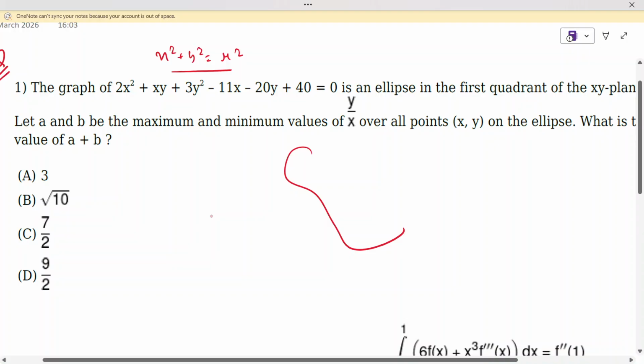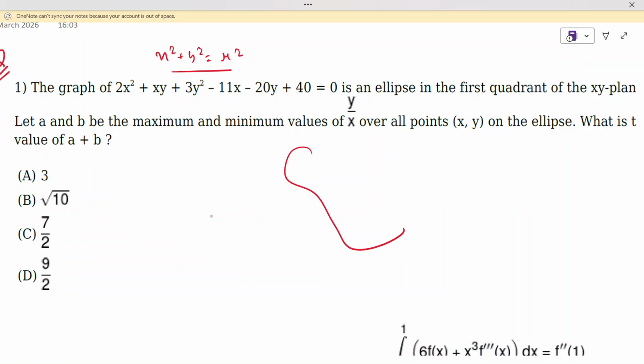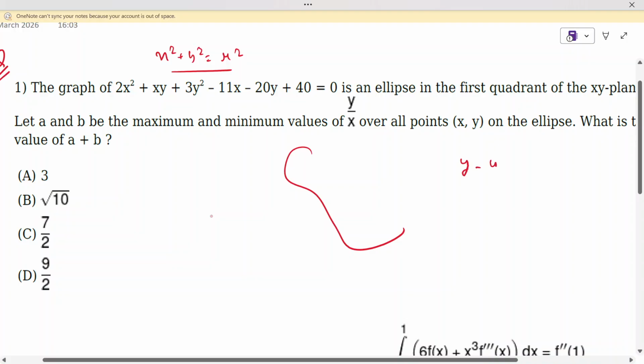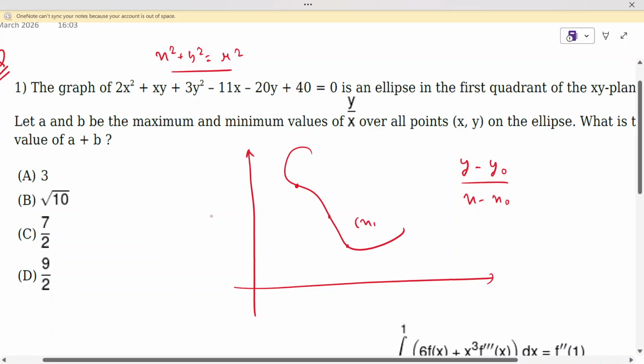So you should understand the second approach to solve this kind of question. This format is not always y by x. It can be anything, like y minus y naught upon x minus x naught. Let's say this is our x and y axis, and we choose any particular point on this curvature. This point will be x comma y, because we are varying the point. The slope of the line connecting these two points is y over x.